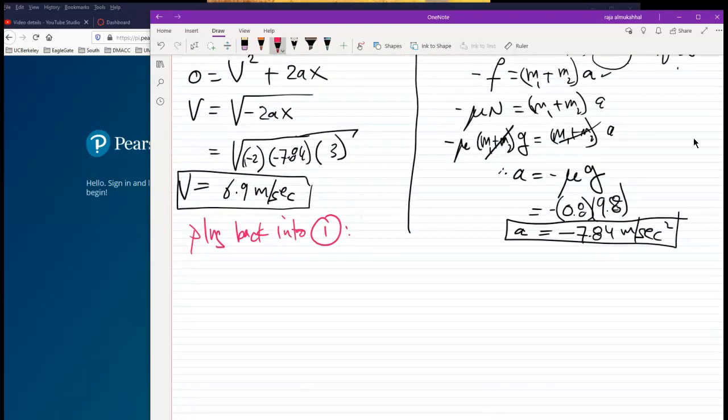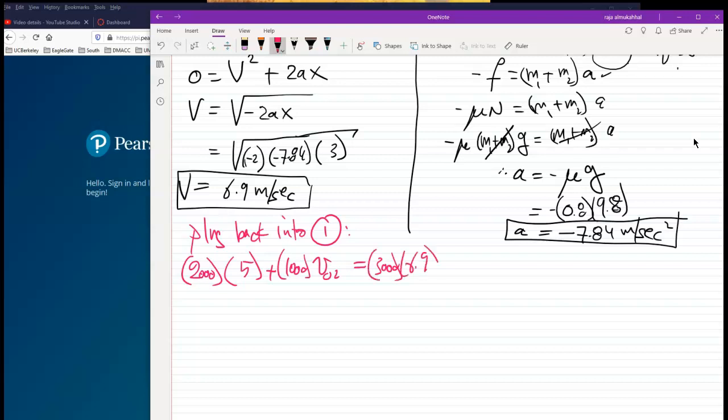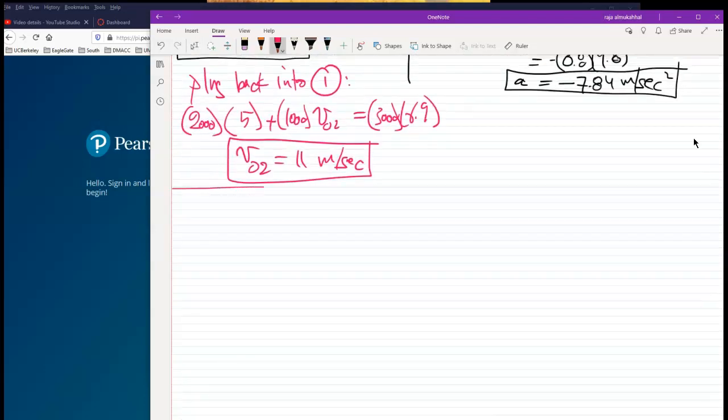So that's going to be something like 2,000 times 5 plus 1,000 V naught 2 equals 3,000, when you add them up together, times 6.9, right? And then you just solve for V naught 2. V naught 2 is equal to 11 meters per second when you work it out. Okay? You got that, guys? Great.